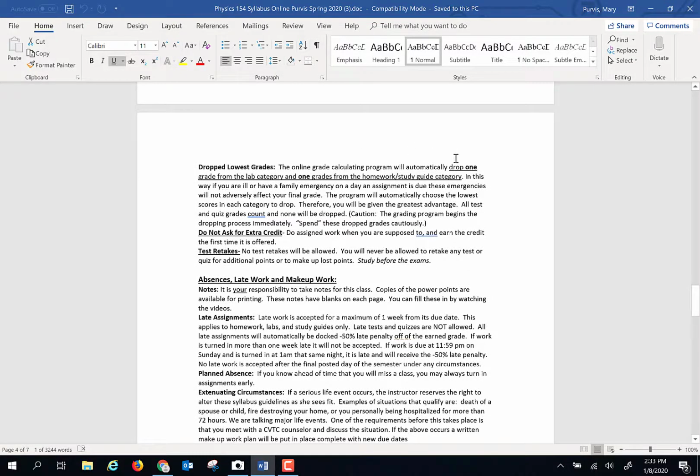Drop lowest grades. The grades come in categories, and one grade will be dropped from the lab category, and one grade will be dropped from the homework study guide category. Why? We all get sick. We all have a family emergency. Our kids get sick. Our car has problems. We have a crazy fight with our beloved. Things happen, and so this is to deal with the fact that you have family emergencies, and we all do. The grading program begins dropping these grades immediately, so you should see the effect of those immediately.